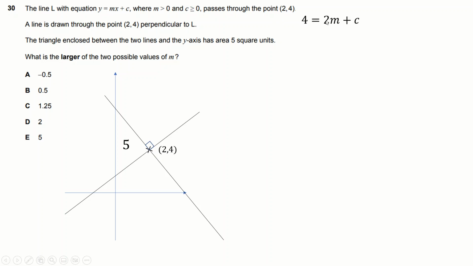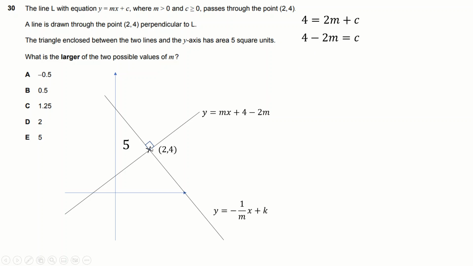So just putting the 2 in for the x and the 4 in for the y, I can find c in terms of m, just by rearranging. So the equation of this line here is going to be y equals mx, and then I've just replaced the c with more m's. And likewise, I can do the same kind of thing for this line.